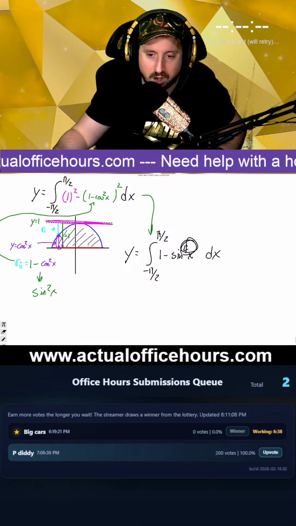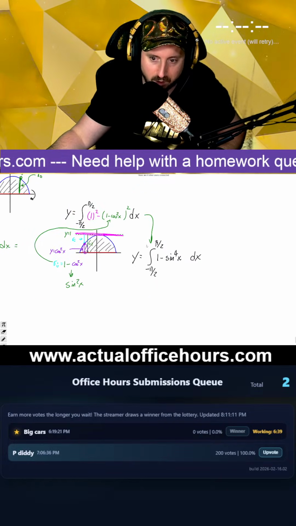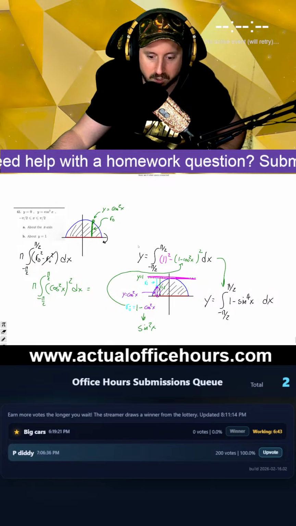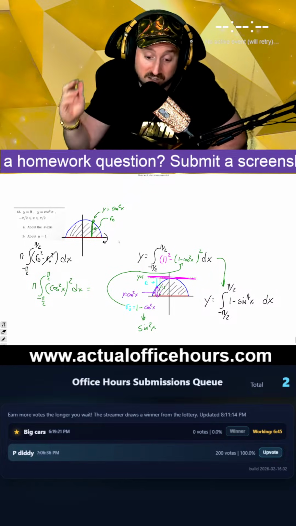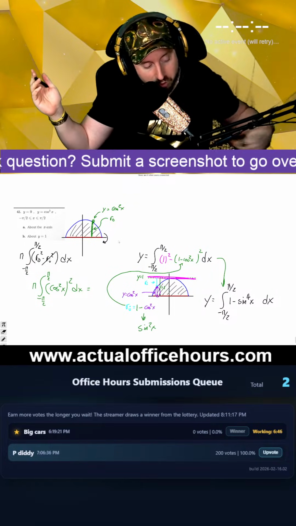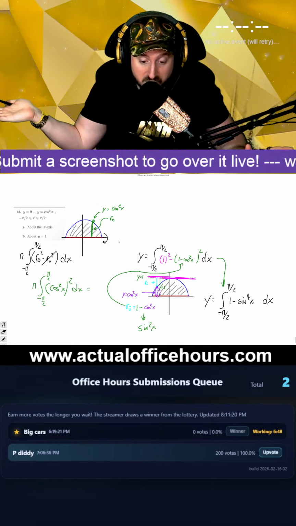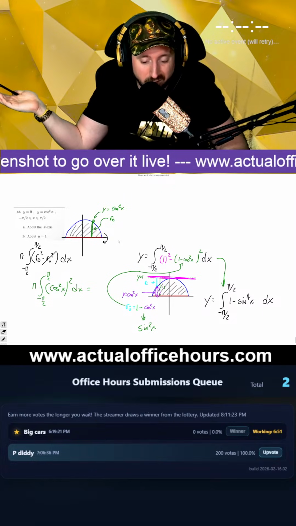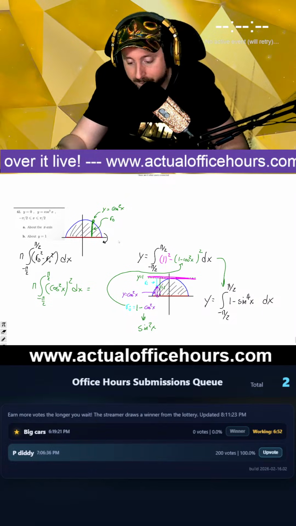It's a shame this isn't odd, because then maybe this would go to 0, because it would be symmetric. If you were just integrating sine from negative pi over 2 to pi over 2, you'd be golden. The answer would be 0. But it's sine to the 4th. Yeah. Okay.